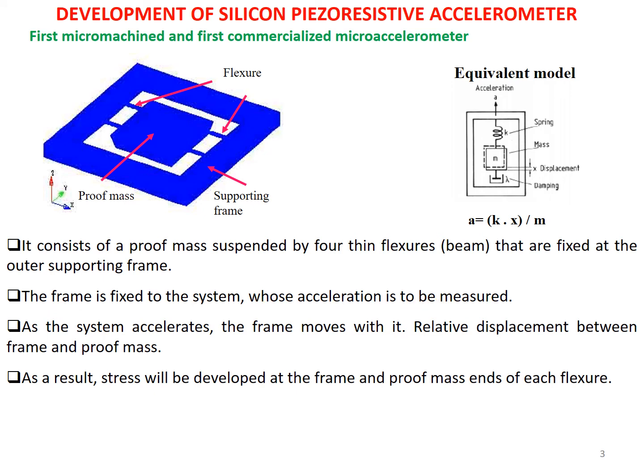That means this overall system, including the frame where we will mount it, the platform for which we want to measure the vibration or the acceleration, right. Now when that particular platform or system vibrates, this frame will also have some sort of movement, or it will experience the acceleration, and the frame will move accordingly.